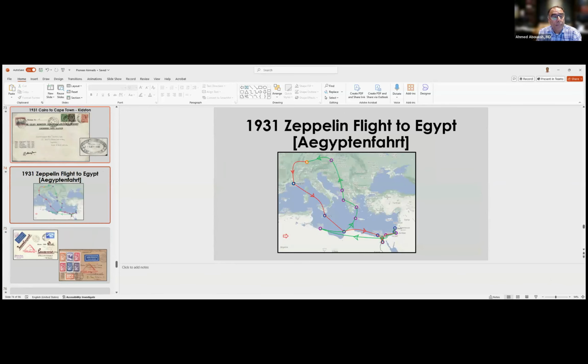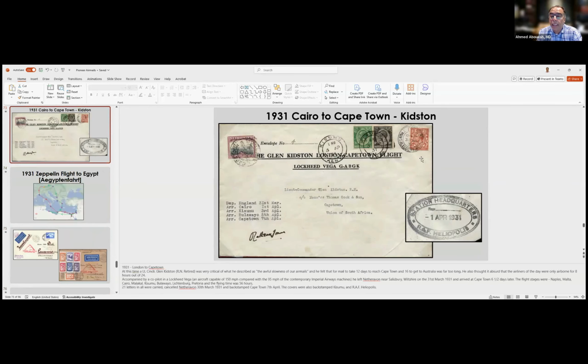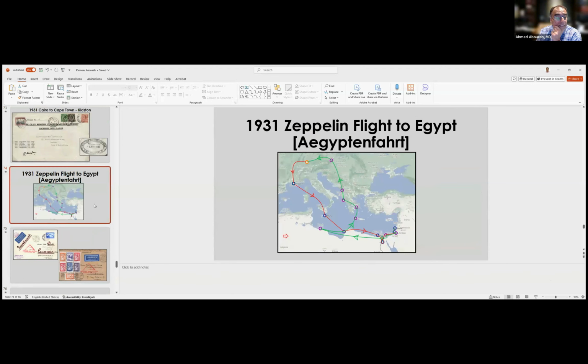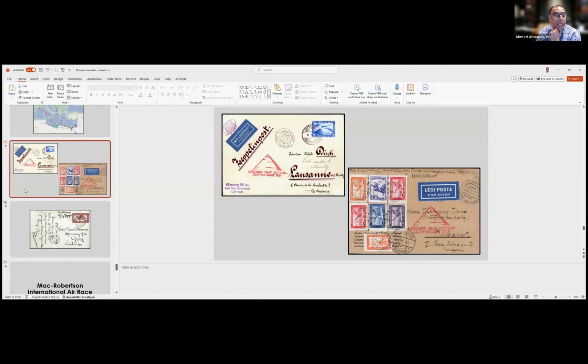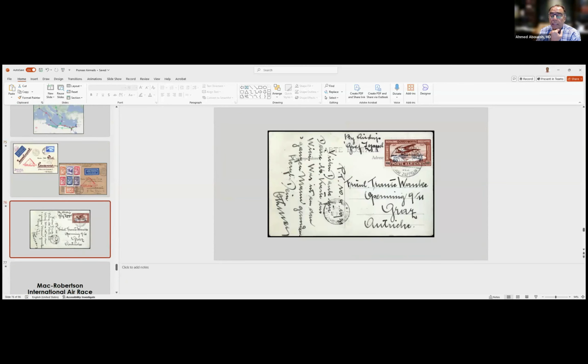With both KUT adhesives as well as South Africa. The Zeppelin flight, I think, was an important flight as well. Just briefly, a couple of covers from Hungary and from Germany. Cover with the Suez hand stamp.